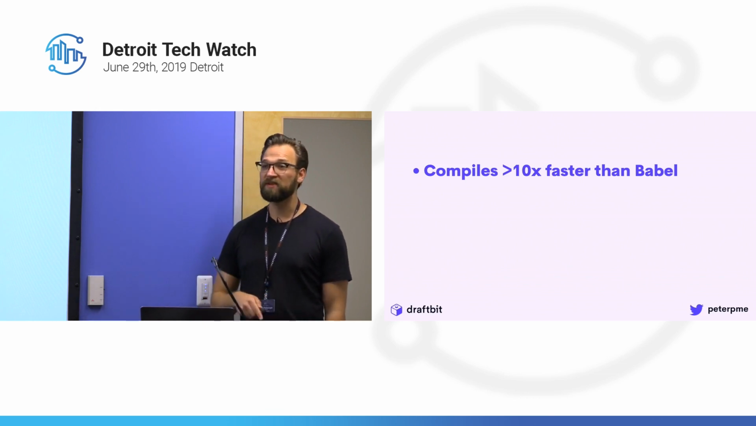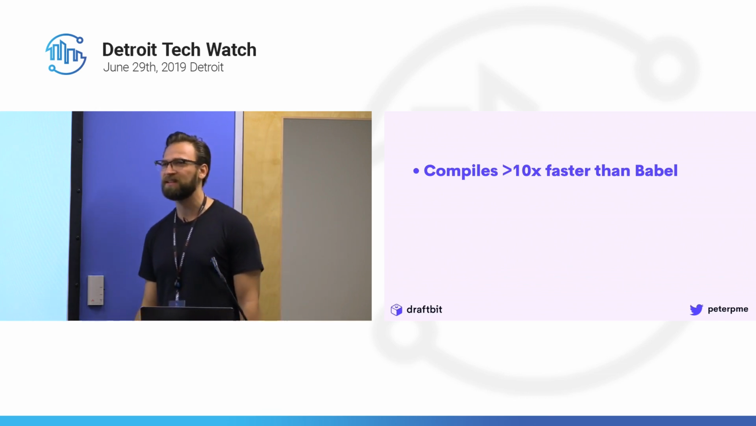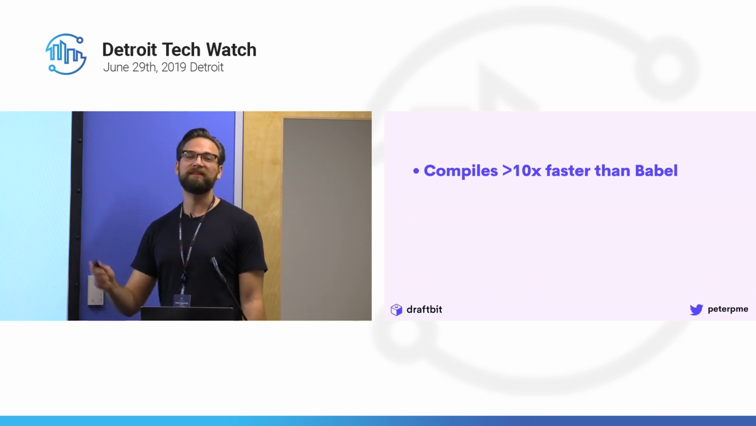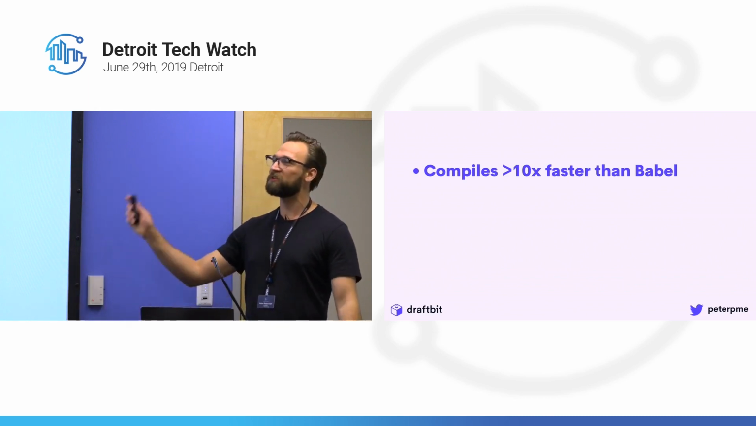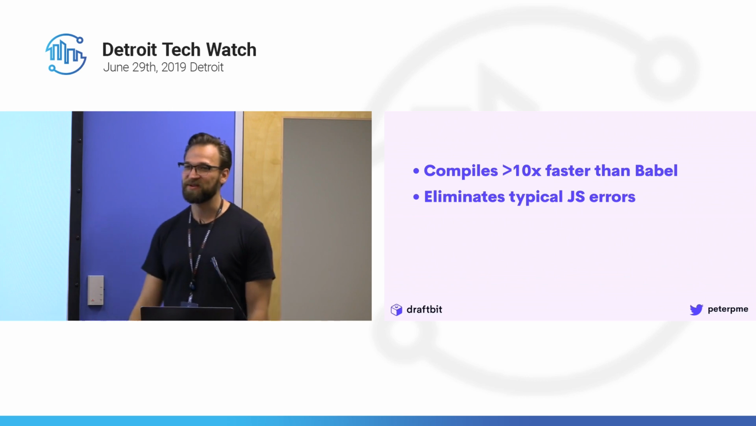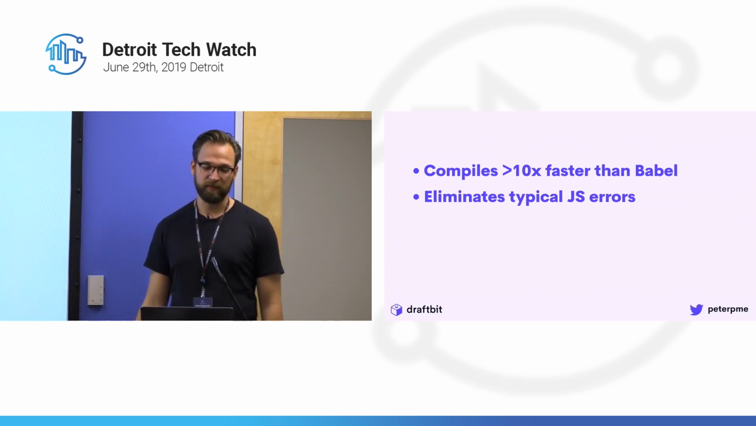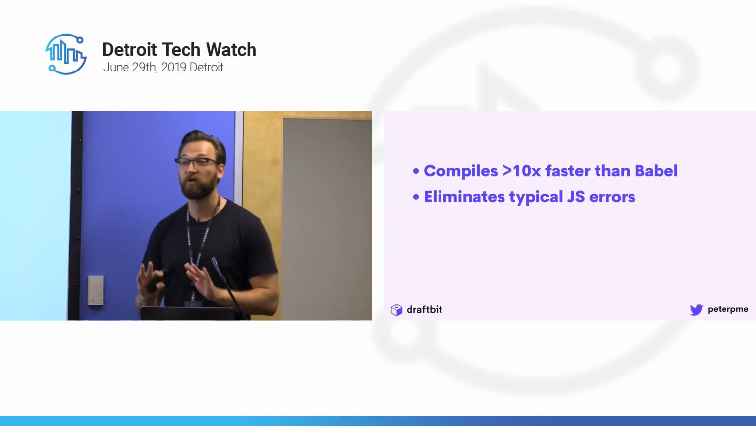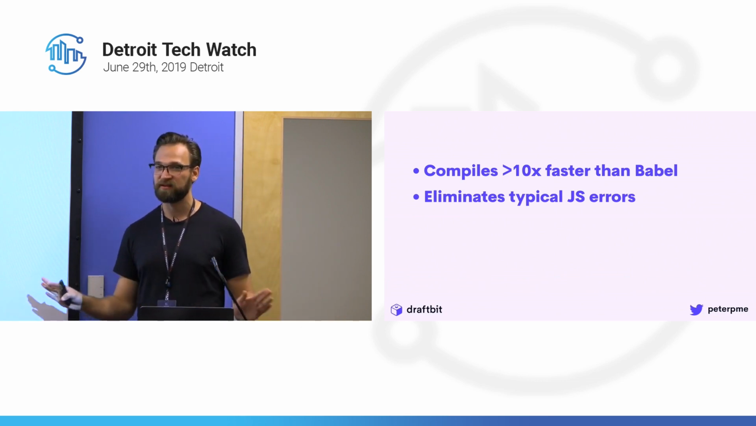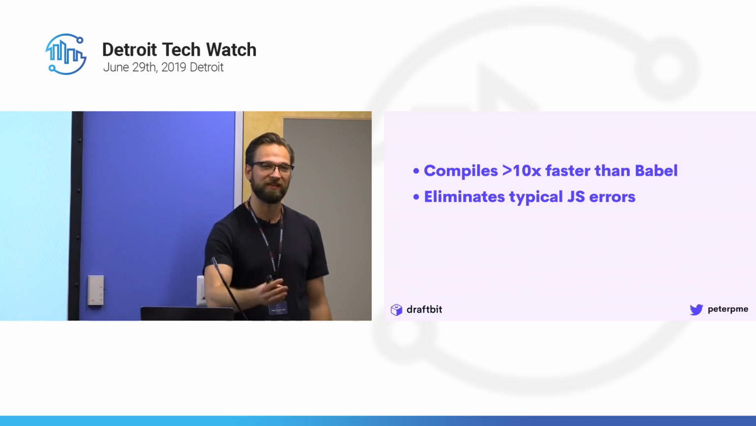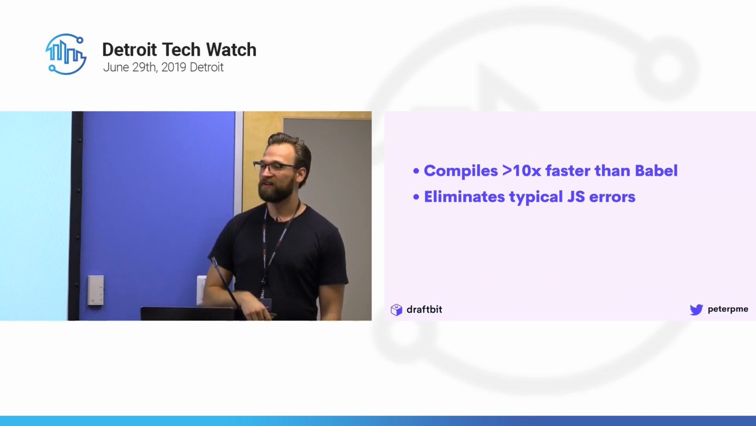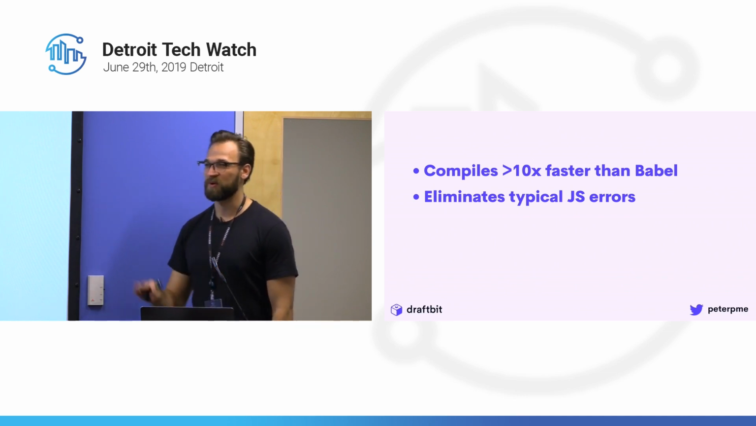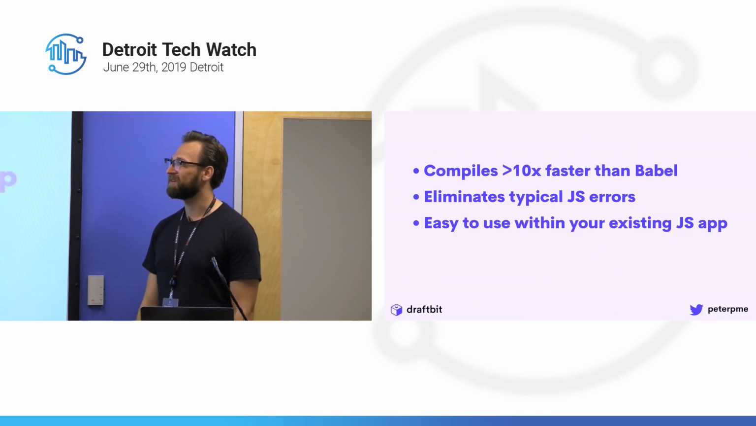So it compiles at least 10 times faster than Babel. At least. I think it's like 100, but I didn't want to put that on the slide because then you'd be like, oh, Peter said 100 times, right? But anyway, at least 10 times faster. It eliminates typical JavaScript errors. There is no such thing as null or undefined. That's a whole class of errors, right? How many times have you gotten the dreaded "cannot find null of null" or whatever? I just get goosebumps thinking about it.